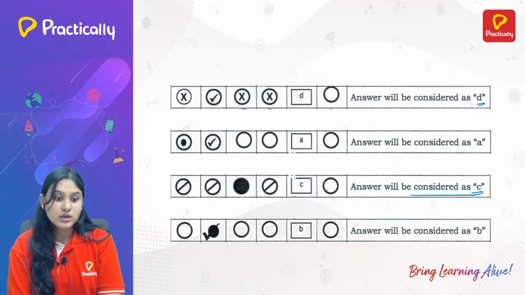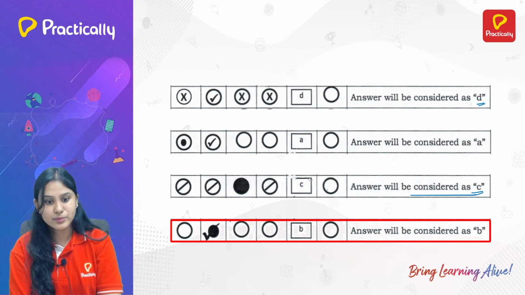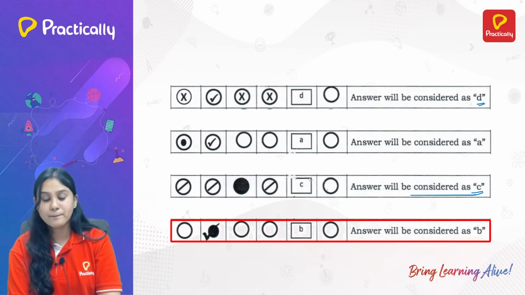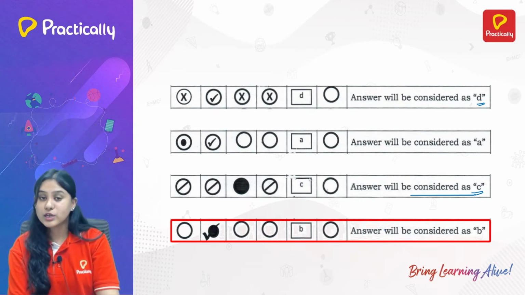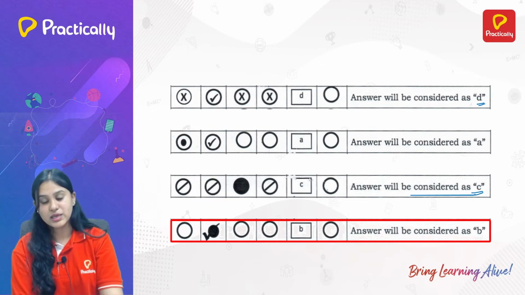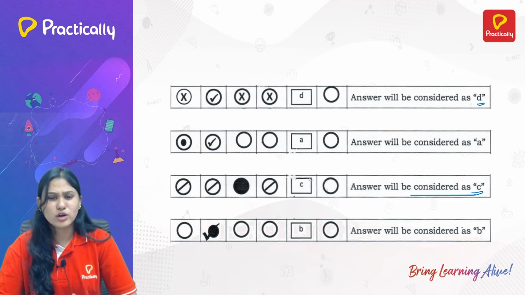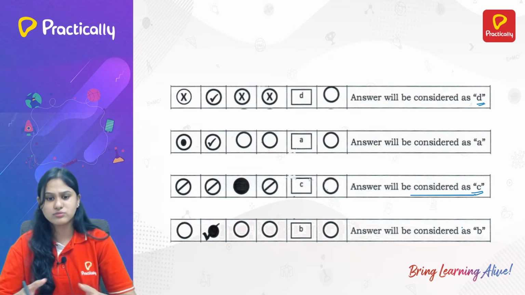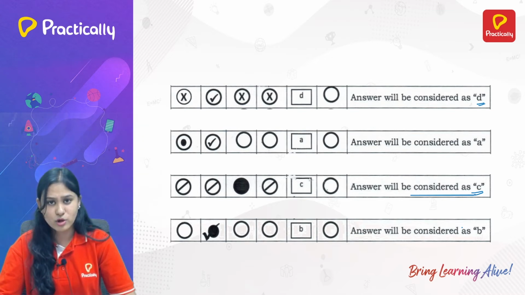Next, this A is empty, B you have just bubbled and also put the tick mark, and C, D are empty, but in the box you have written B. So what will your answer be considered as? B. Now you must have got this question like, ma'am, why are we even filling the OMR sheet? We can just write the answer in the box, right?